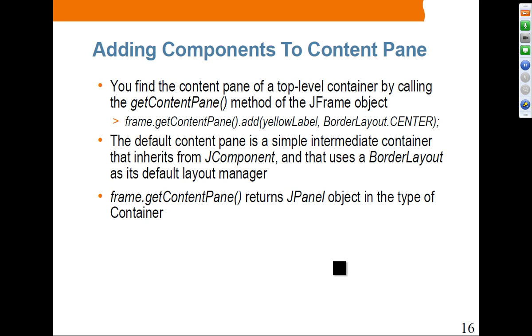The default content pane is a simple intermediate container that inherits from the GUI component, and it uses the border layout as its default layout manager. Now, when you actually call getContentPane, it returns a JPanel object. So one of the primary examples of a content pane is JPanel.